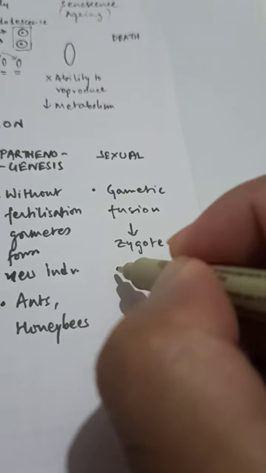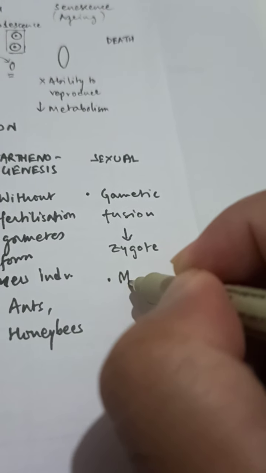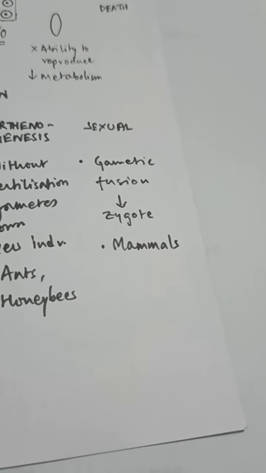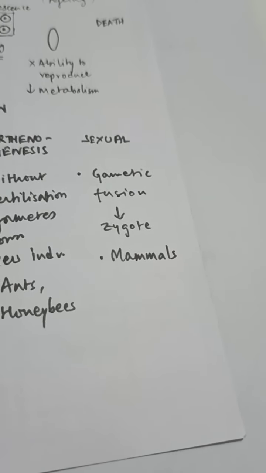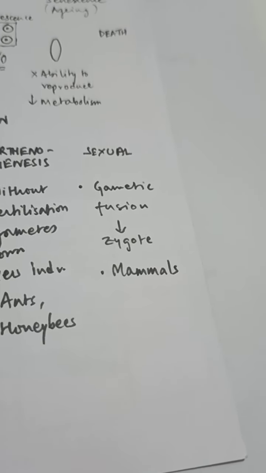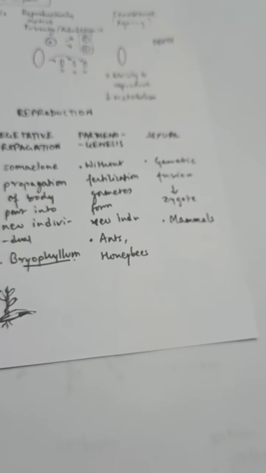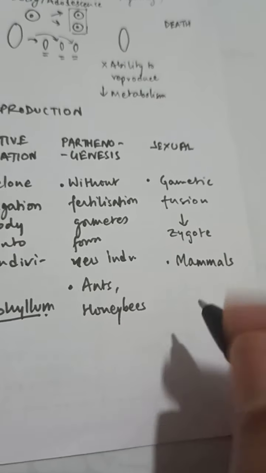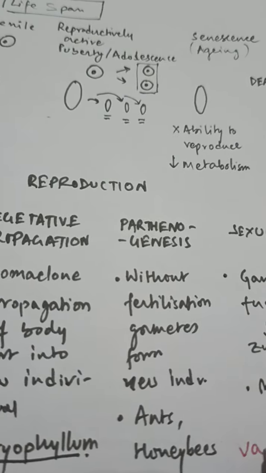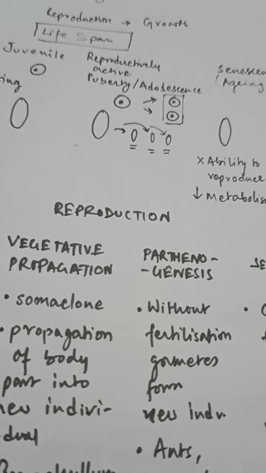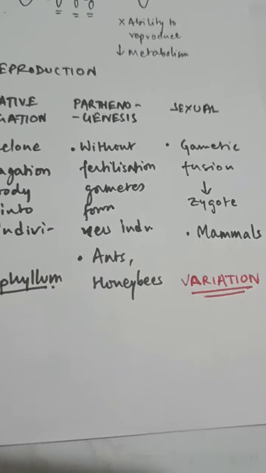So this is the one we are quite familiar with. In the case of mammals, this is mostly what takes place: the fusion of the gametes, and then the individual is produced. Now out of all of this that you are seeing here, it is the sexual reproduction which has the ability to produce variation in the offspring. It is this one which actually creates variation.